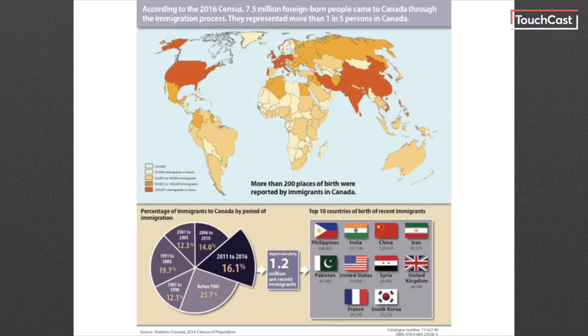This chart looks at some of the dynamics surrounding immigration and foreign-born Canadians. This is all according to the 2016 census. So you can see that 7.5 million foreign-born people came to Canada through the immigration process. That's about 1 in 5 Canadians. If we want to break that down a little bit, we can take this and go down here. And this shows us the percentage of those immigrants that came to Canada by period of immigration. So, we have 7.5 million foreign-born Canadians coming to Canada.